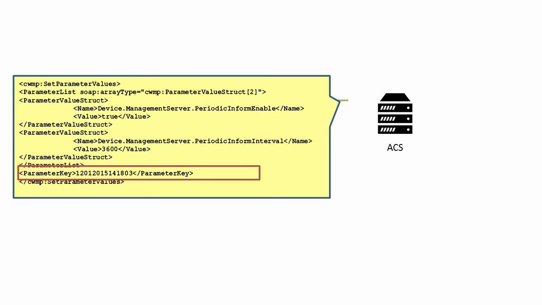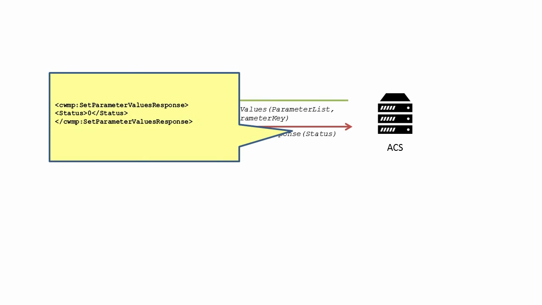The second argument is ParameterKey, a value specified by the ACS to track changes in the CPE's data model. When set, the CPE must set the Device.ManagementServer.ParameterKey to this value only if the SetParameterValues RPC was successful. If successful, the SetParameterValues response returns a single argument called Status.